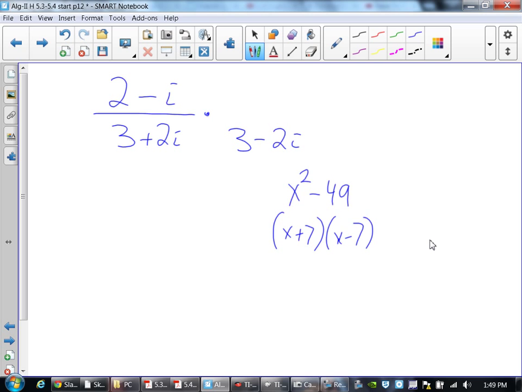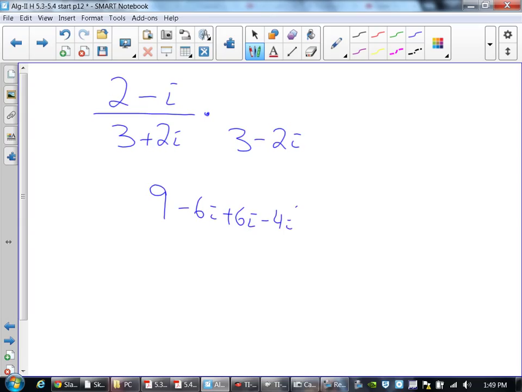The i goes away. Watch. Just with the denominator for right now. When I FOIL that out, I get 9 minus 6i plus 6i minus 4i squared. What's 6i minus 6i? 0. They go away. What's i squared? So you get 9 minus 4 times negative 1, which is 13. The i went away. See it?